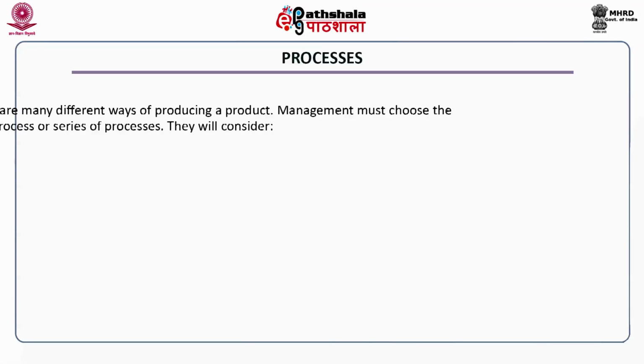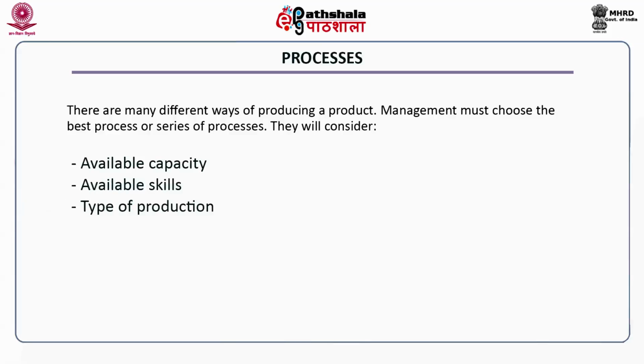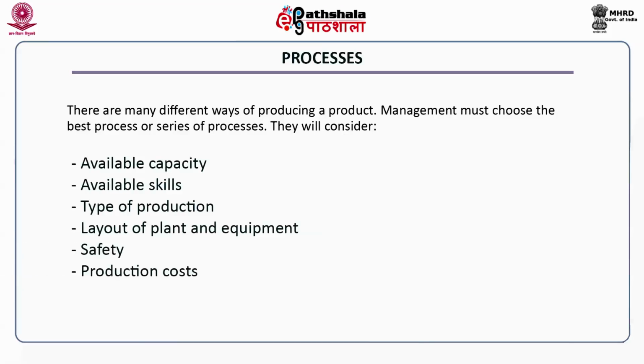Third is processes. There are many different ways of producing a product. Management must choose the best process or series of processes. They will consider available capacity, available skills, types of production, layout of plant and equipment, safety, production cost, maintenance requirement.